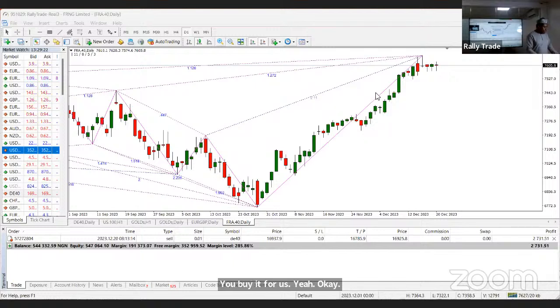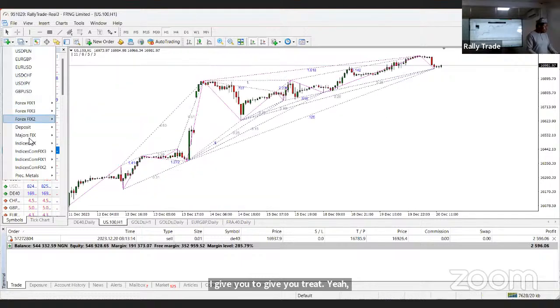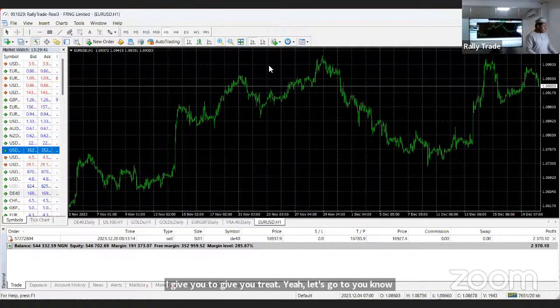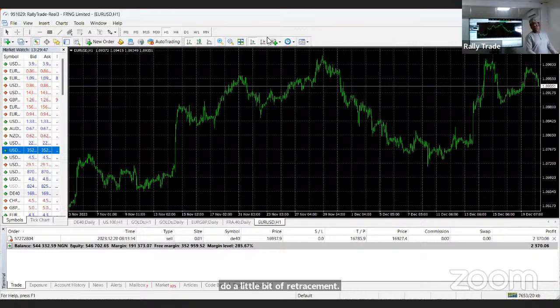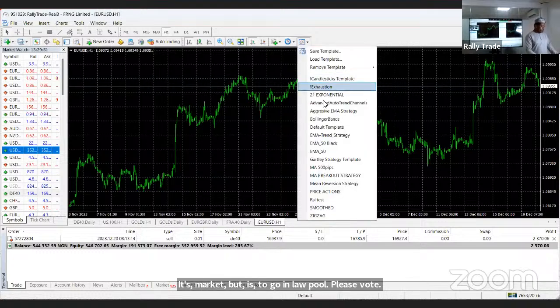All right. So as a bonus, I think I should give you a trade. Let's do my take. Let's go to Euro USD, that's my favorite. On Euro USD, we should be looking to do a little bit of retracement. The market is still going up. Please note that Euro USD will still continue to push up, but we can take a little bit of break and take some profit.